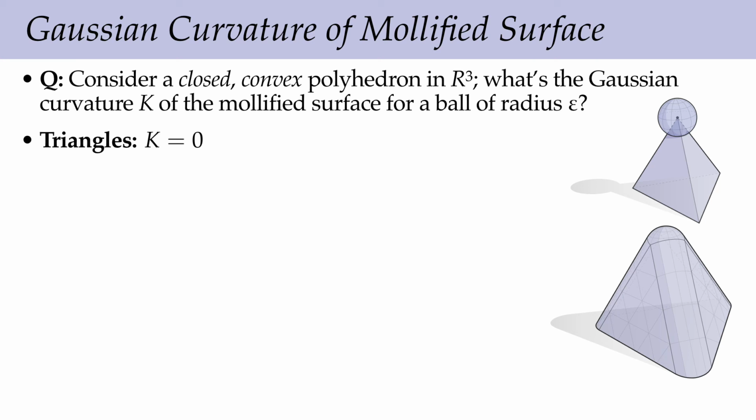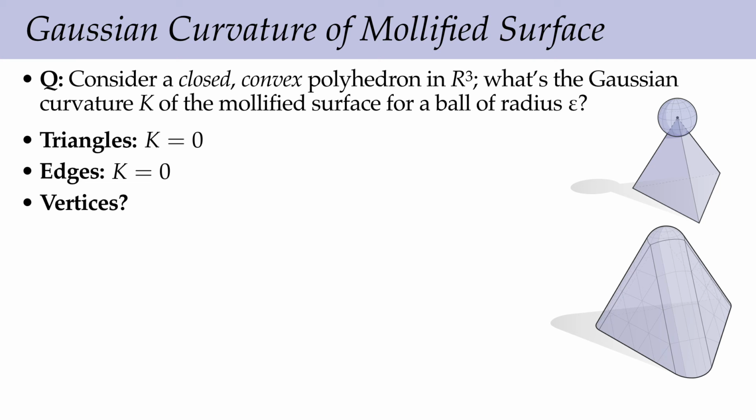For the edges, we sweep the ball along the edge and we get a little cylindrical piece. And we can remember the Gaussian curvature is the product of the two principal curvatures. In this case, since the smaller principal curvature is zero, there's some direction along which a cylinder does not bend, the product is also zero. The Gaussian curvature is zero. So far, there's no contribution to Gaussian curvature coming from the triangles or the edges. What that means is that all the action is going to happen at the vertices.